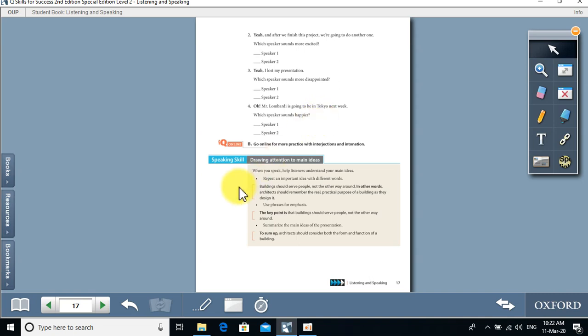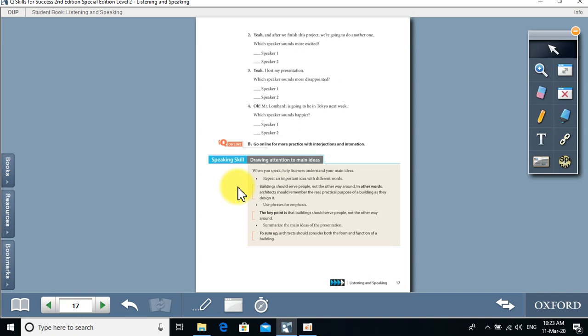Okay, now on the next spot, that is speaking skill. It's about drawing attention to main ideas. Sometimes speakers want to draw the attention of the listeners to the main idea. So they have different ways, different methods they apply to get the attention of the listeners to the main idea. Let's see.